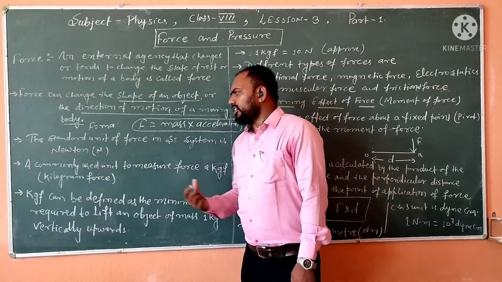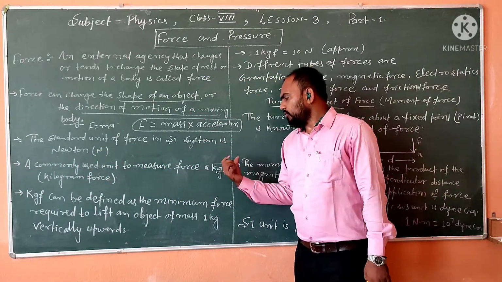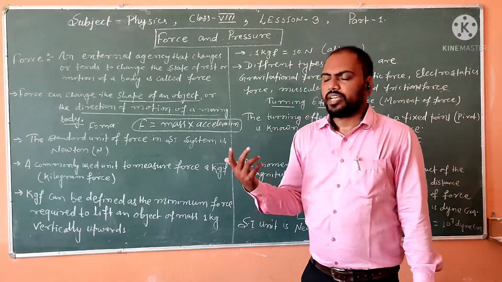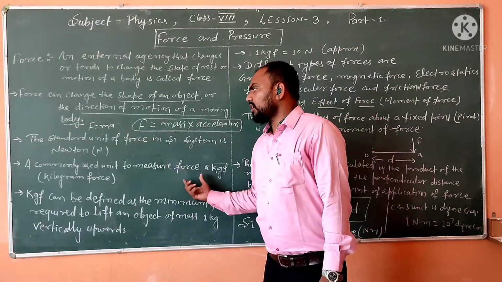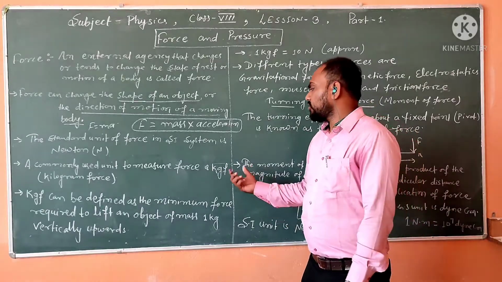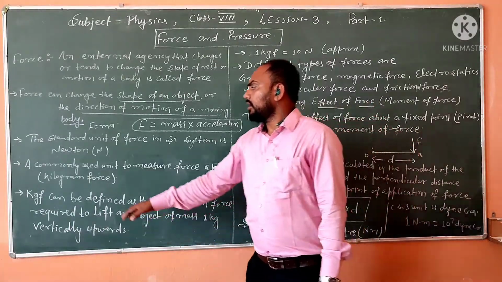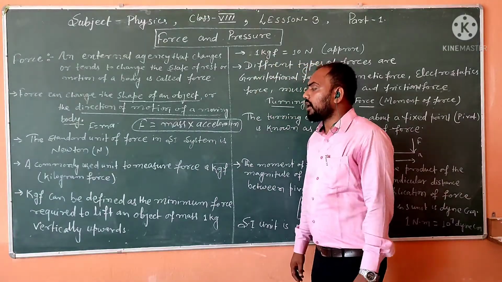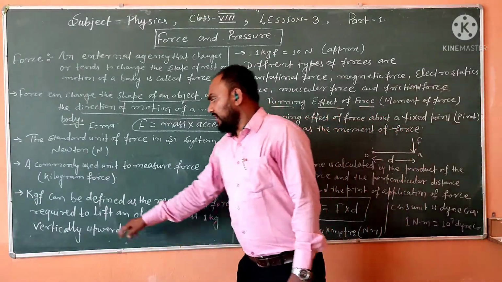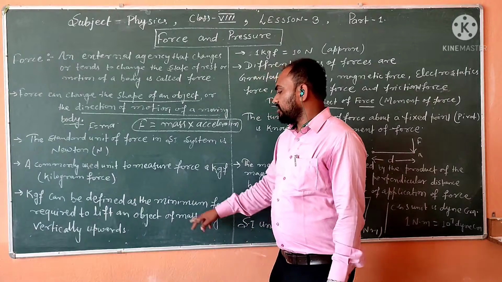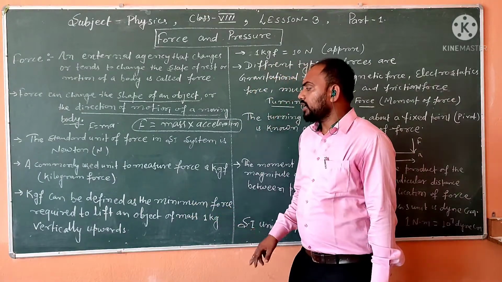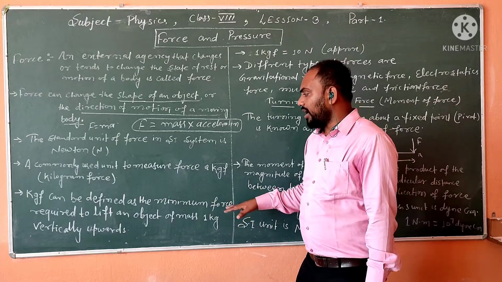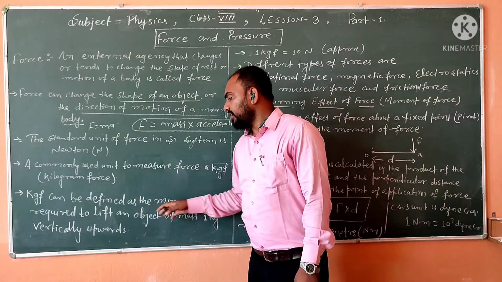A commonly used unit to measure force is kgf. Basically, in day-to-day life, we use a common unit called kgf. Its full name is kilogram force. Kilogram force, kgf, can be defined as the minimum force required to lift an object of mass 1 kg vertically upwards.